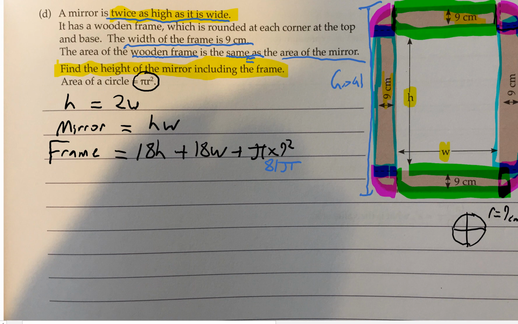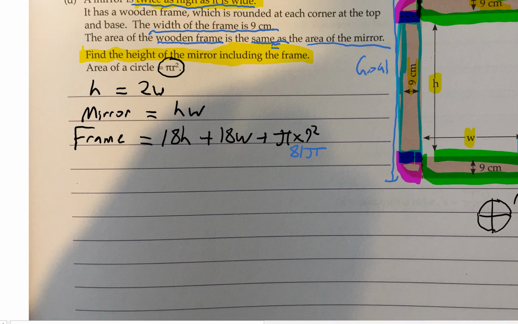Okay, now what? So now we've got to remember we're told that the area of the wooden frame is the same as the area of the mirror. So we can put this together, can't we? So we can say the mirror area, HW, equals the frame area, which is 18H plus 18W plus 81 pi. Okay, now, what do we do from here?